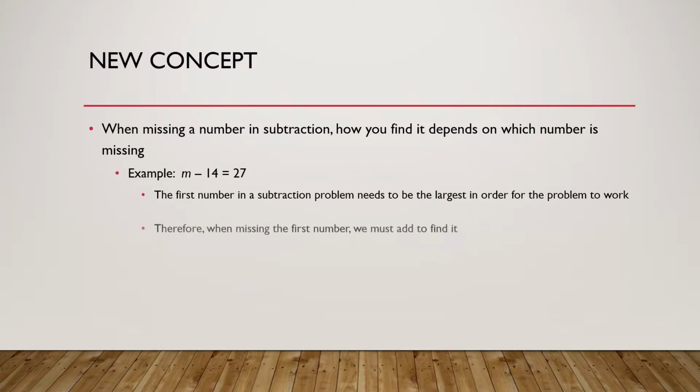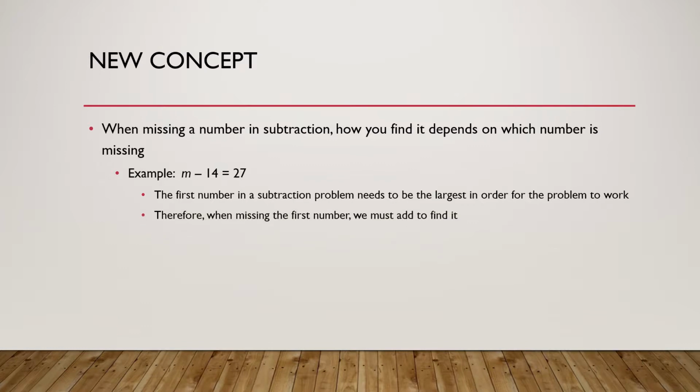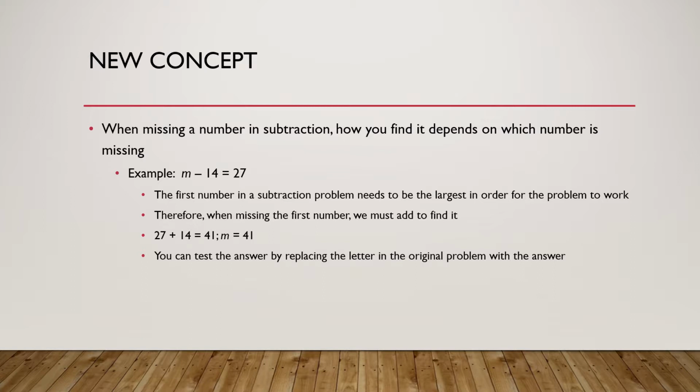So because of that, when we're missing the first number, we always add the other two numbers to find it. We would add 27 plus 14, and we would get 41, so m would equal 41. And if you want to test your answer, you take the answer you got for your missing number and put it in for the letter in the original problem. So, does 41 minus 14 equal 27? Yes, it does. So that means 41 is the correct answer.